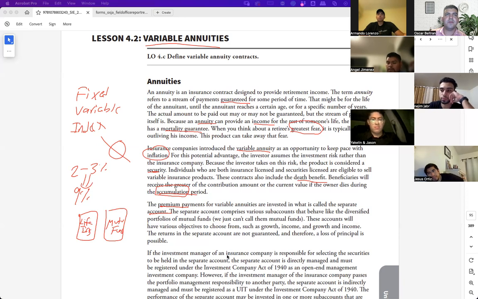The investment manager of an insurance company is responsible for selecting the securities to be held in the separate account, which is directly managed and must be registered under the Investment Company Act of 1940 as an open-end managed investment company. Pretty straightforward.